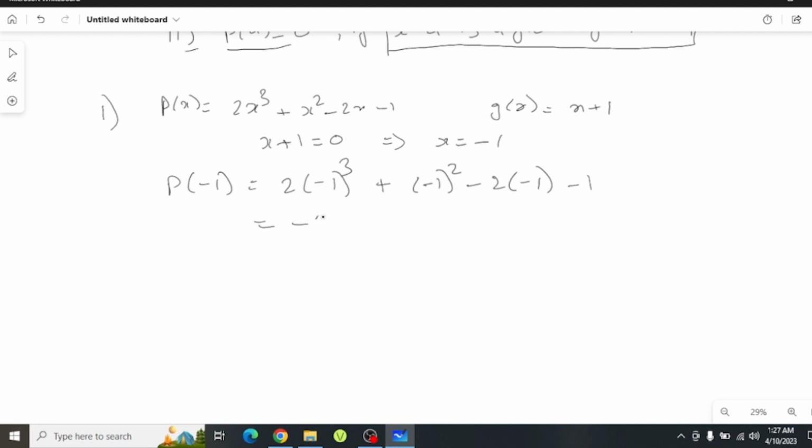This will become minus 2, this will become plus 1, this will become plus 2, and this is minus 1. So 1 is cancelled out by minus 1, minus 2 cancels out by plus 2. So our result is 0. If our polynomial becomes 0, we can say that x plus 1 is a factor of the polynomial. Okay, similarly you can attempt the rest of the two parts.